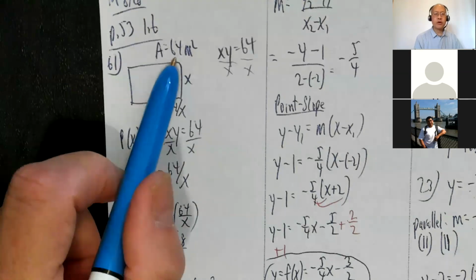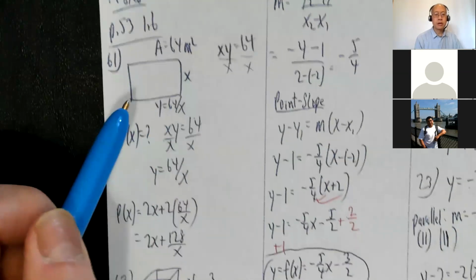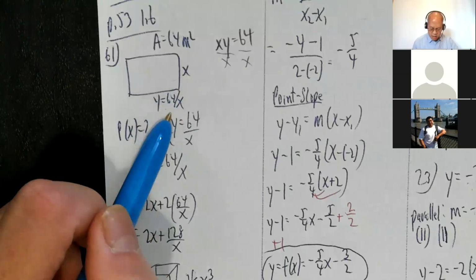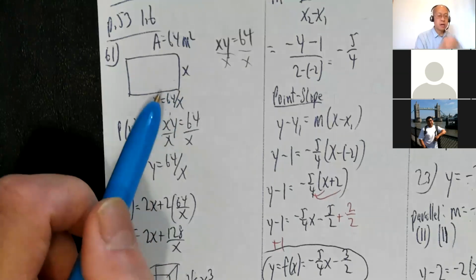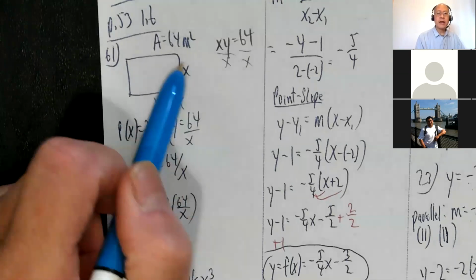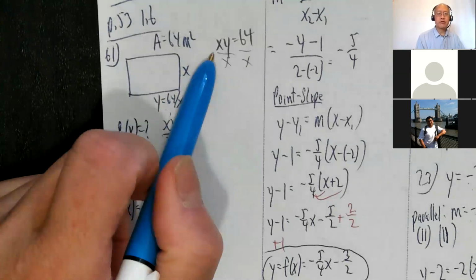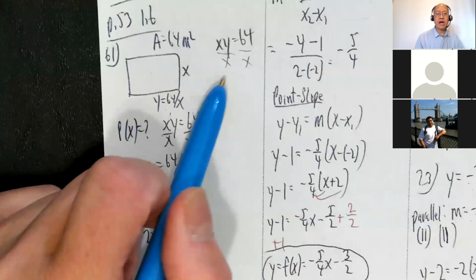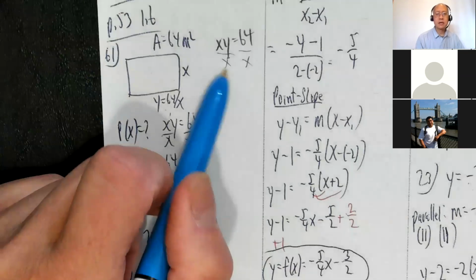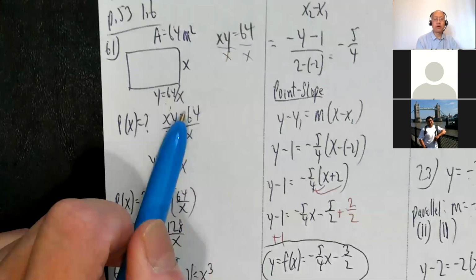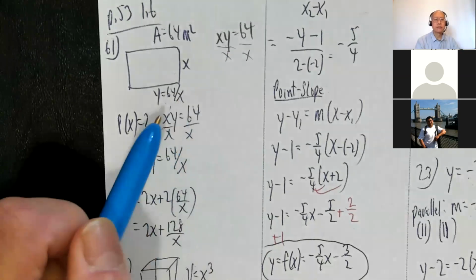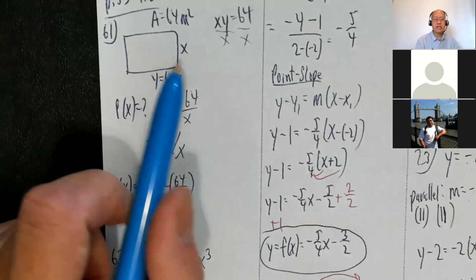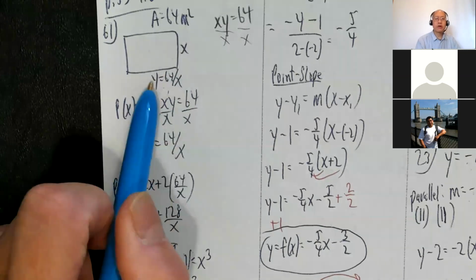Okay, area is 64. I know it's x times y. So area is length times width, x times y, 64. If I divide both sides by x, I have y equals 64 over x. So my dimensions are x by 64 over x.